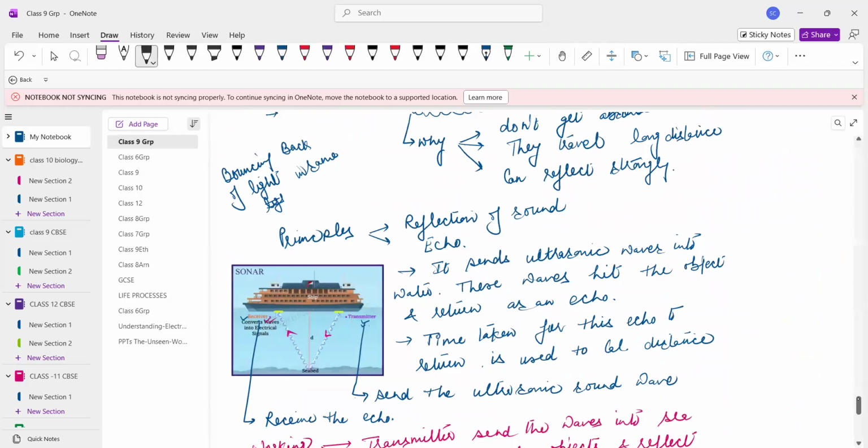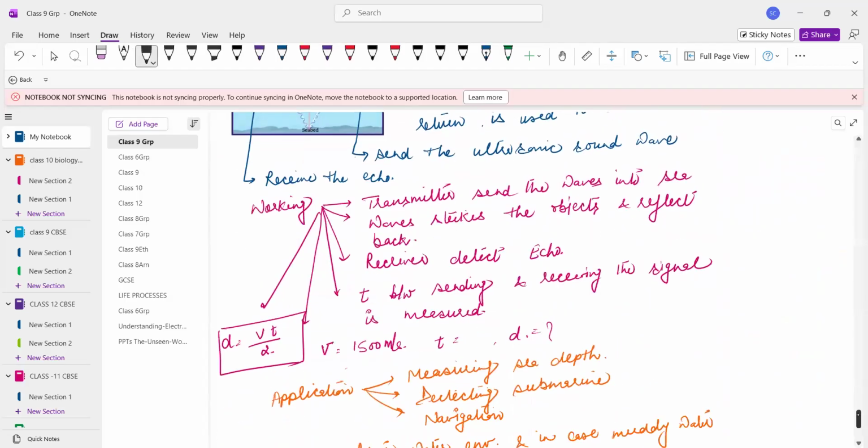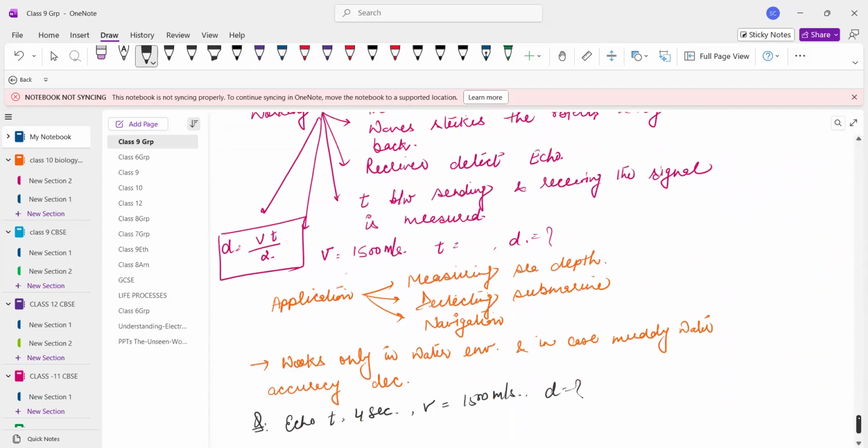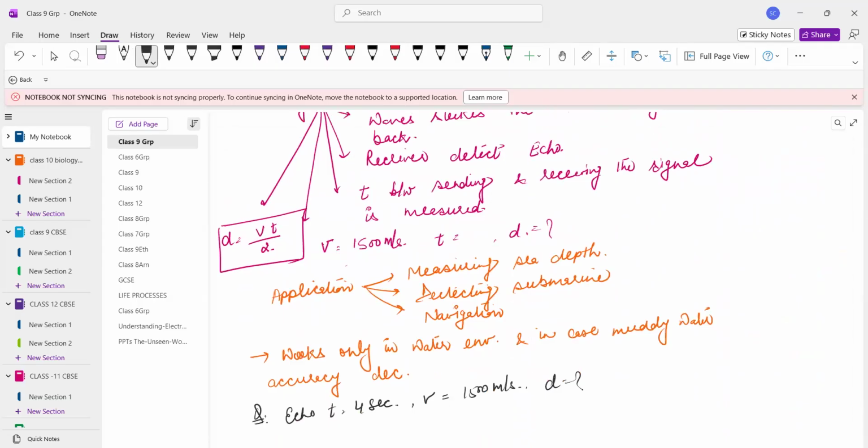Ma'am, can you scroll down? Sure. Timing of echo is 4 seconds and the velocity is 1500 meter per second. You have to find out the depth.